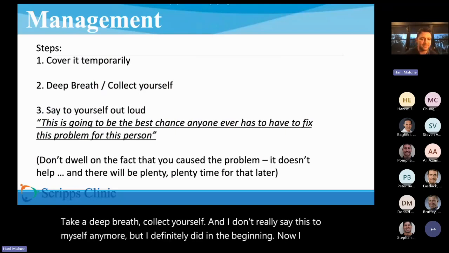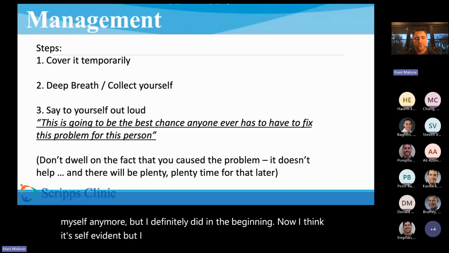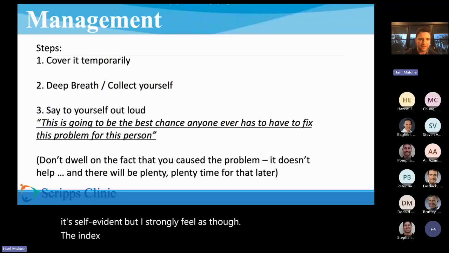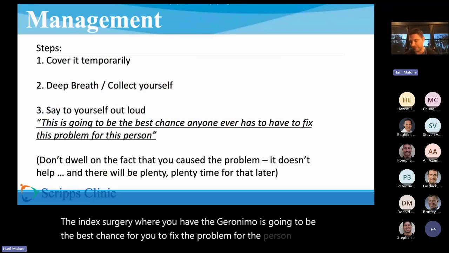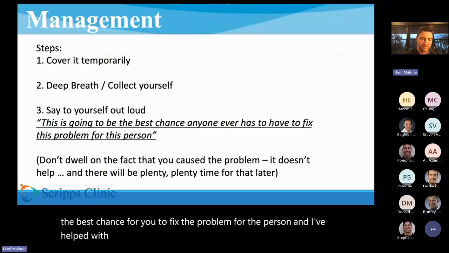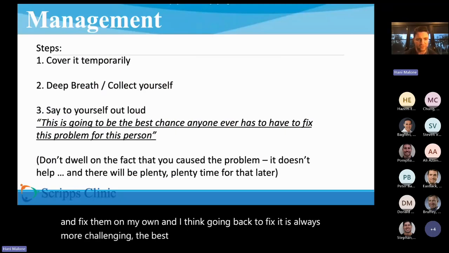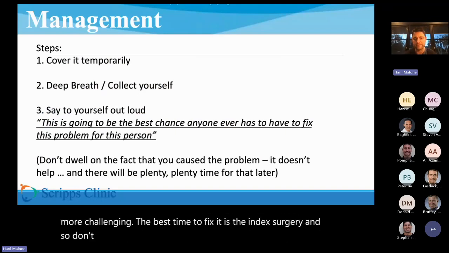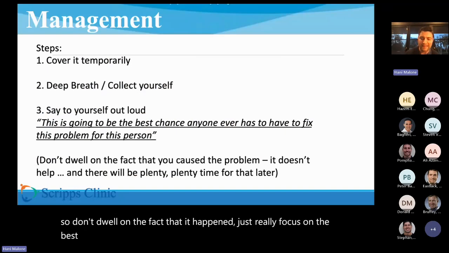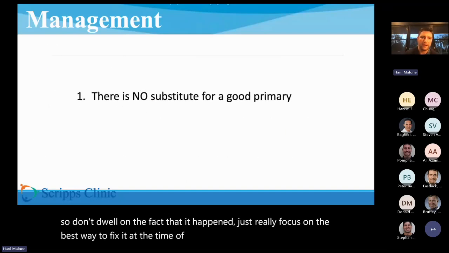Now I think it's self-evident, but I strongly feel as though the index surgery where you have the durotomy is going to be the best chance for you to fix the problem for the person. I've helped with many revisions of other folks, and certainly gone back and fixed them on my own. And I think going back to fix it is always more challenging. The best time to fix it is the index surgery. So don't dwell on the fact that it happened. Just really focus on the best way to fix it at the time of surgery.